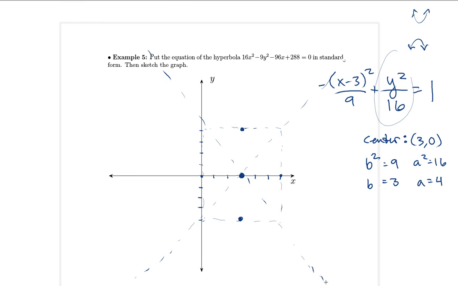Only thing left is to draw the graph, but also the foci. So c squared is equal to 16 plus 9, which is 25. So that means c equals 5. So down one more here, there's a focus, and up one more here, there's a focus. And so that means here's my hyperbola.